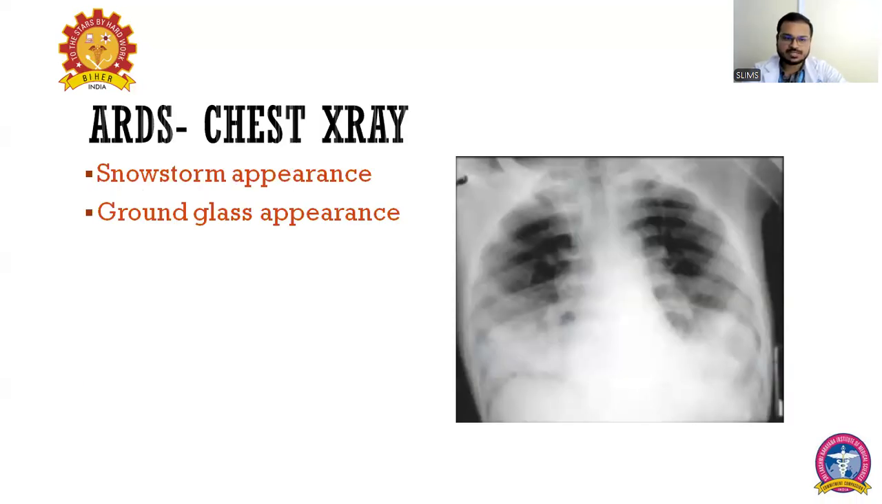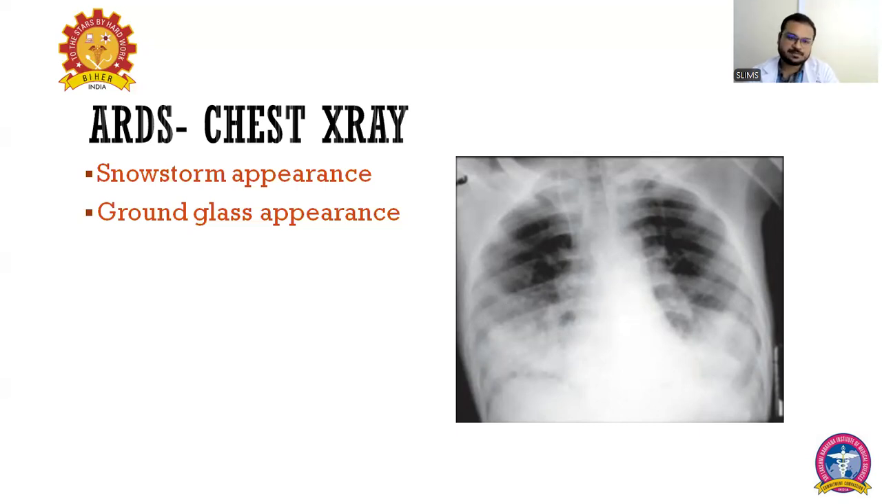So this is how a chest X-ray of a patient presenting with acute respiratory distress syndrome will look. When we take a chest X-ray PA view, there will be no vacant areas in any of the lobes. There will be a full snowstorm appearance, which is also known as a ground glass appearance. So this should always be noted.